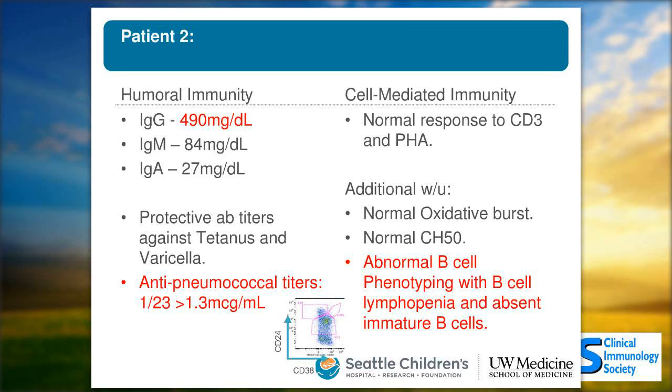They start on the upper right side as CD38 positive, CD24 positive, and these are naive cells, and you can see that there is nothing there, so she didn't have any naive immature B cells. She does have the mature B cells, which are on the bottom part of the panel, and the switched memory B cells on the upper left.